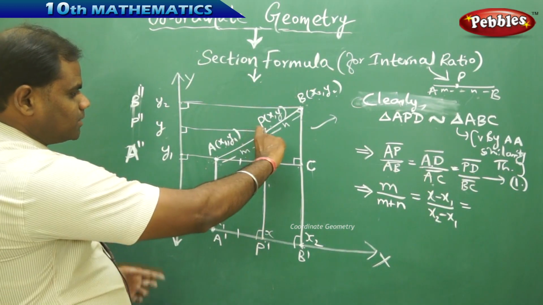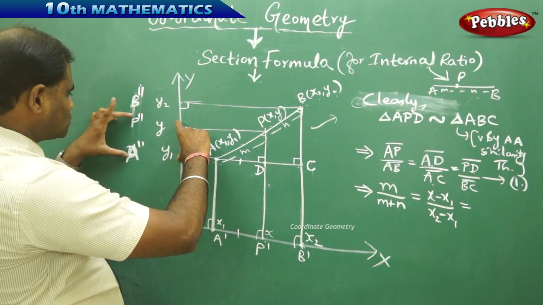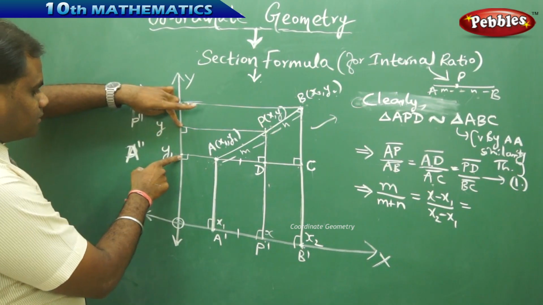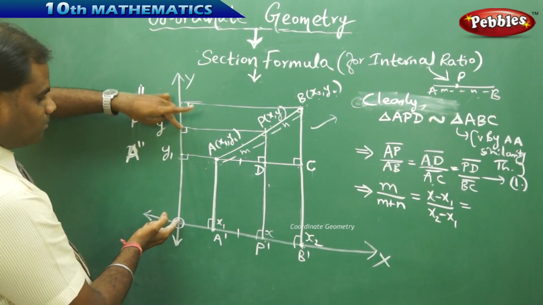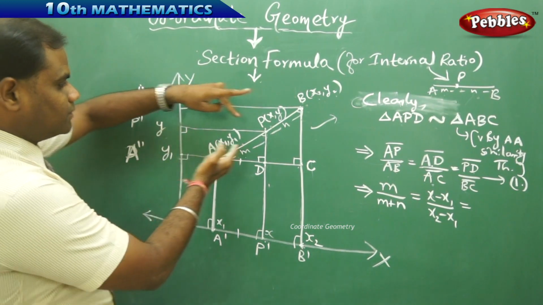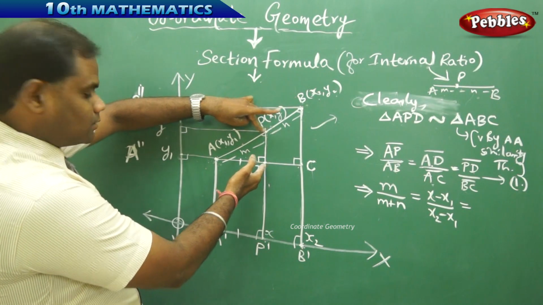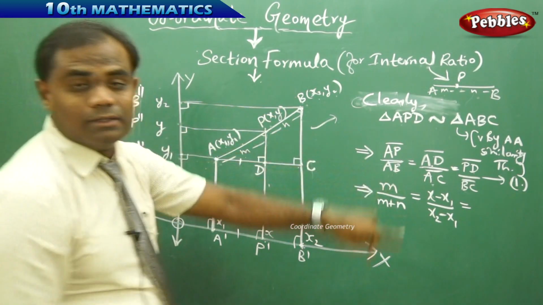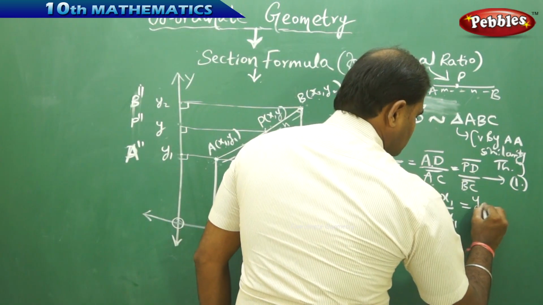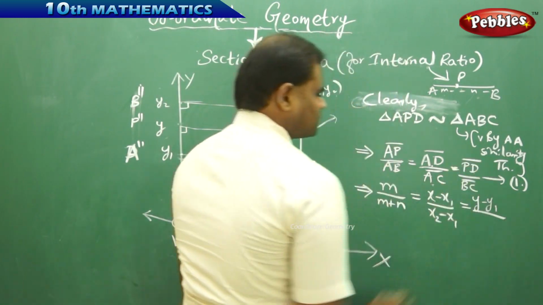As I observe, PD is nothing but equal to a double dash p double dash, which is nothing but the whole of y minus y1. So y minus y1 gives me this, which in turn gives me PD. Therefore, the whole of y minus y1 is equal to PD. So PD is substituted with y minus y1.